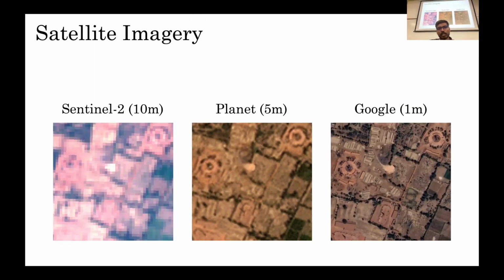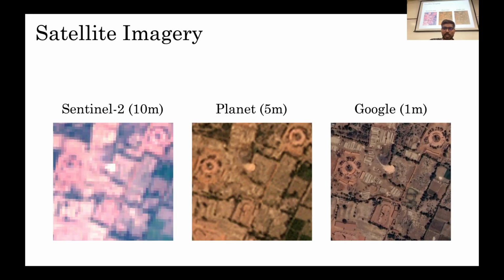While detecting the brick kilns, we have to choose a satellite imagery, and here is a comparison of 3 different resolutions. Sentinel-2 is completely free imagery. You can download it in any part of the world, and it's available at 10 meter. Planet Labs imagery is at 5 meter. You have to create an account for education to get this imagery. And Google's imagery is proprietary, but you get a very high resolution imagery.